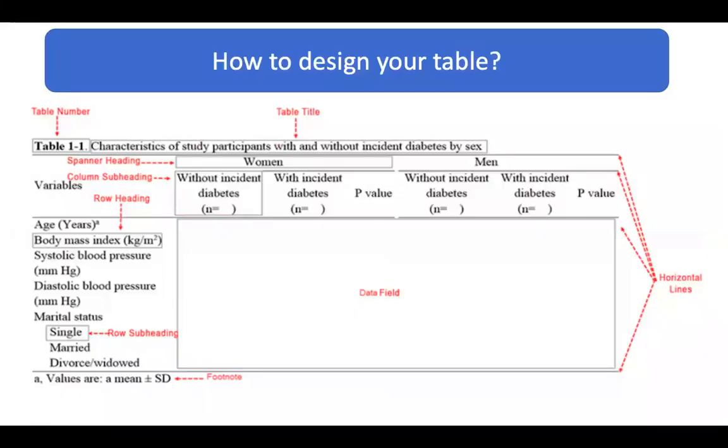Now we'll go to how to design your table. As you see, this is a typical table. This table starts with the table number 1. Ignore this. Characteristics of study participants with and without incident diabetes by sex. It's missing something. It's missing the place and the year, but some tables will not need the year or the place, but I think for us, you have to put every detail.